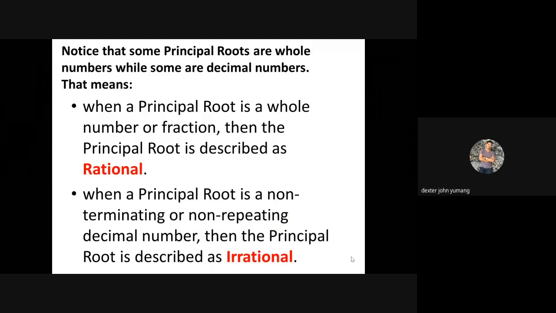When the principal root is a non-terminating or non-repeating decimal number, then the principal root is described as irrational. Tulad ng example kanina, yung maraming decimal with the using of calculator. Okay, next.